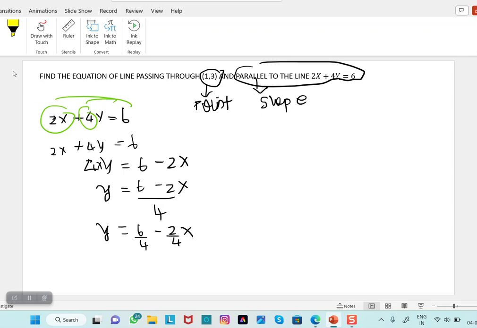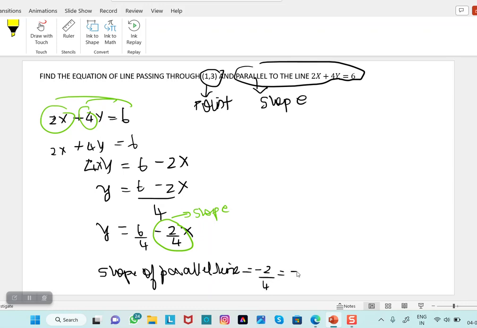So now your slope is nothing but the number which is seen in front of x. Whatever number you see in front of x is your slope. So therefore, the slope of parallel line is minus 2 upon 4, which is minus half upon dividing by 2. Now this is the slope of parallel line.